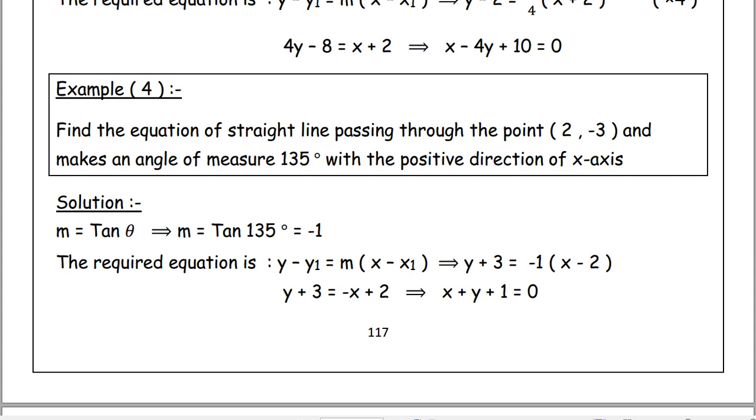So tan theta, tan 135 is -1. The required equation is y minus y1 equals m times x minus x1. So y plus 3 is -1 times x minus 2. y plus 3 equals -x plus 2. So we can write it as x plus y plus 1 is 0.